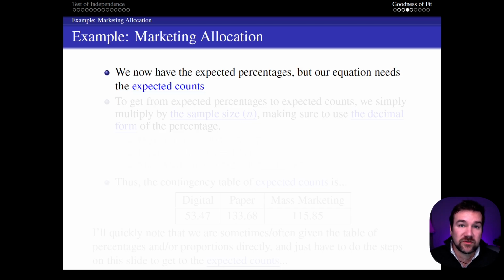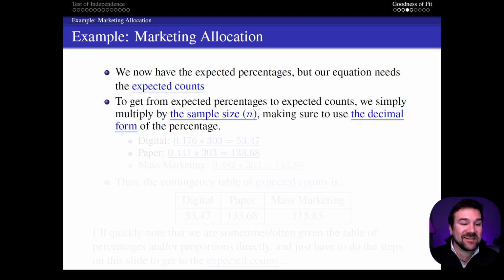Now that I have the expected percentages, I can find the expected counts, and it's important to realize that the equation for observed minus expected squared, divided by expected, the chi-squared test statistic equation, requires the expected counts, not the expected percentages. So to get from the percentages to the counts, we multiply the sample size by the decimal form, or the proportion, for each of the categories. So the decimal form for the digital was 17.6%, the decimal form 0.176. I multiply that by my sample size. That is the total number of people I talked to.